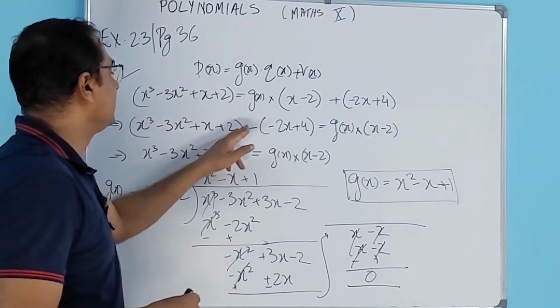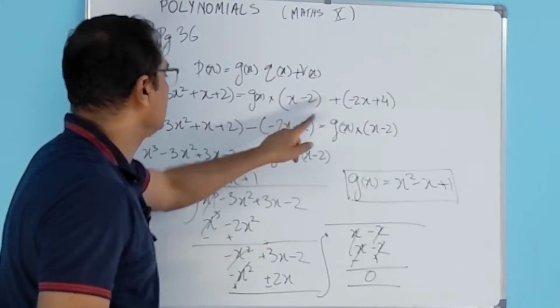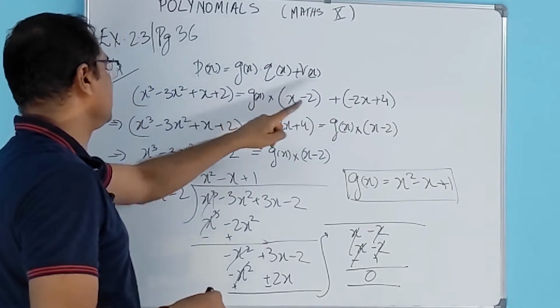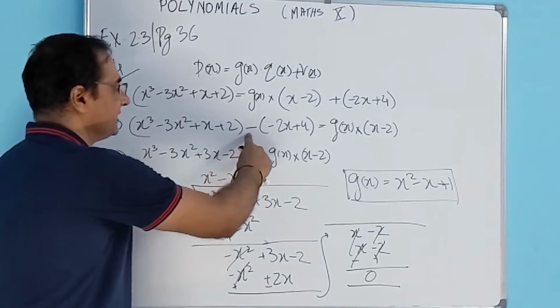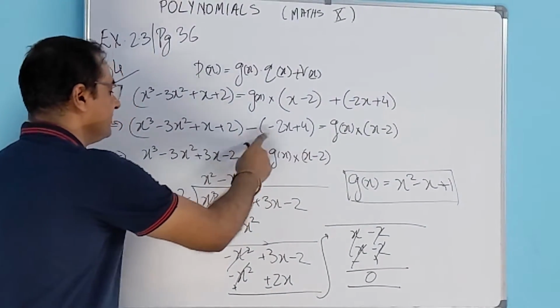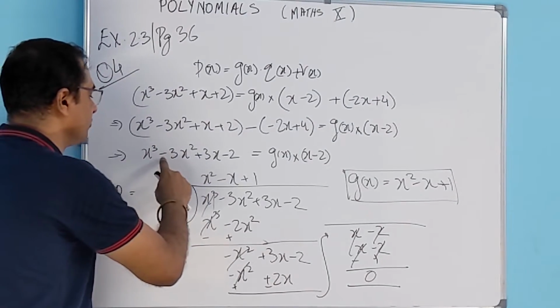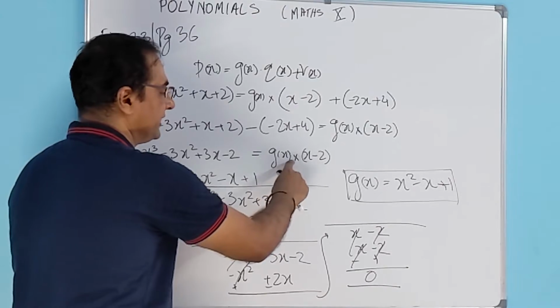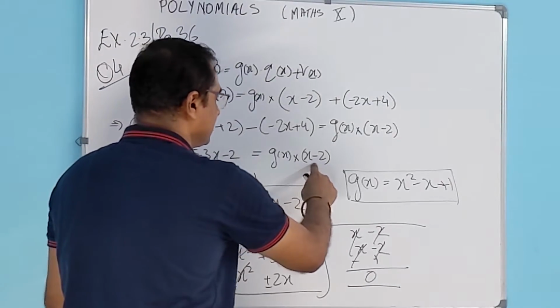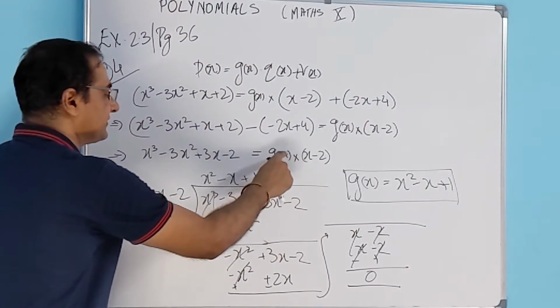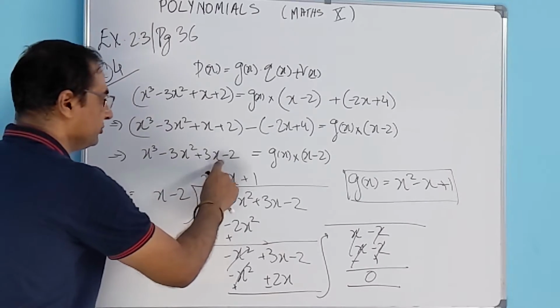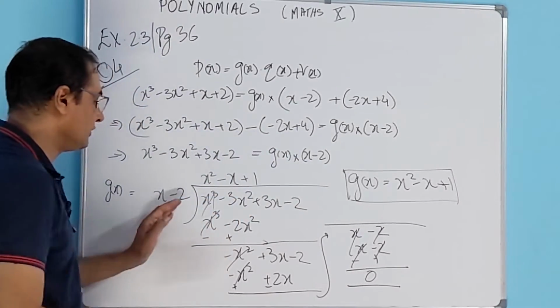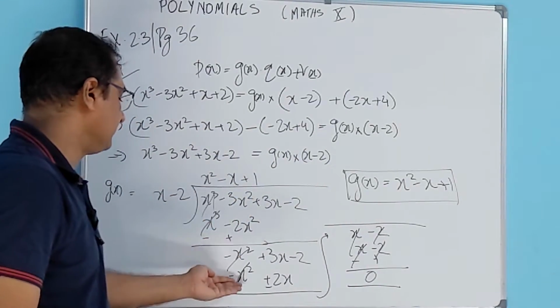Now if we solve this equation, first of all we can take the remainder over here. So when we take the remainder over here, it comes with a negative sign, and then we solve this. So what do we get? x cube minus 3x square plus 3x minus 2 equals g(x), which we need to find out, multiplied by the quotient, which is x minus 2. So what will g(x) become? g(x) will become this polynomial divided by x minus 2. So we write it over here and we do the division.